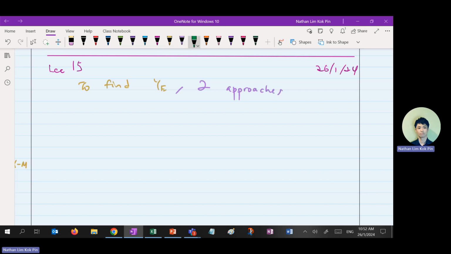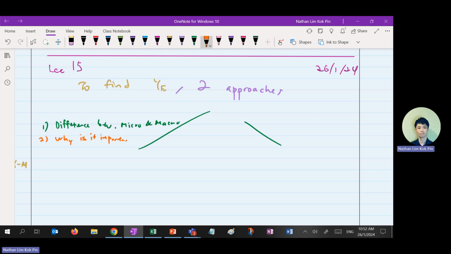Of course, in chapter 1, we also cover a little bit more other than just the approaches. We also cover a little bit of difference between micro and macro. After that, we cover why it is important or relevant to study macro. Then we cover the objectives of macro.